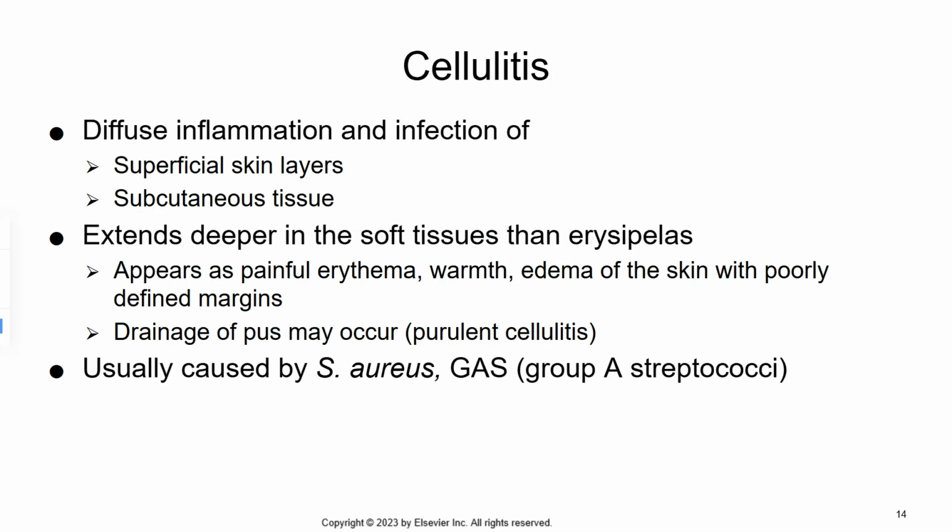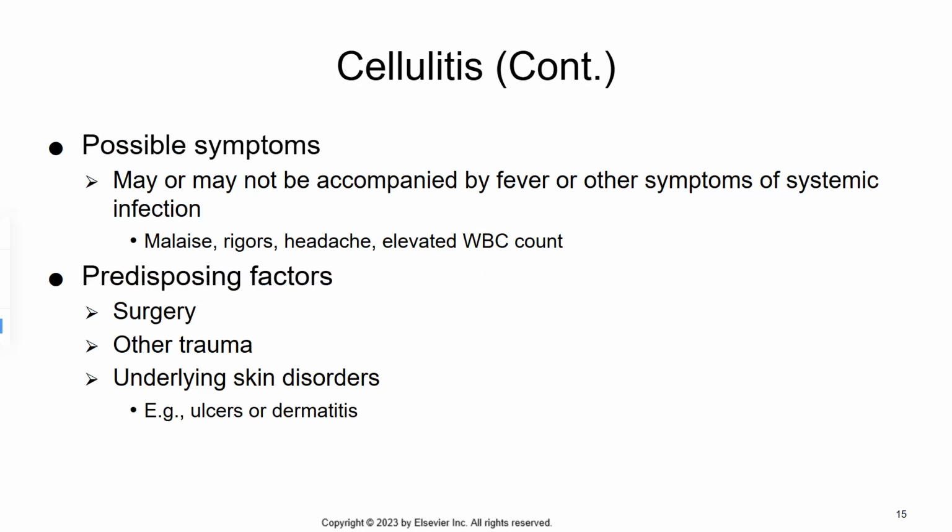Cellulitis is diffuse inflammation and infection of the superficial skin layers and subcutaneous tissue. It extends deeper in the soft tissue than erysipelas and appears as painful erythema, warmth, edema of the skin with poorly defined margins. Drainage of pus may occur, and then it's called purulent cellulitis, usually caused by Staph aureus, Group A strep. Possible symptoms may or may not be accompanied by fever or other symptoms of systemic infection. Malaise, rigors, headache, elevated white blood cell count are all possible. Predisposing factors: surgery, trauma, or underlying skin disorders.